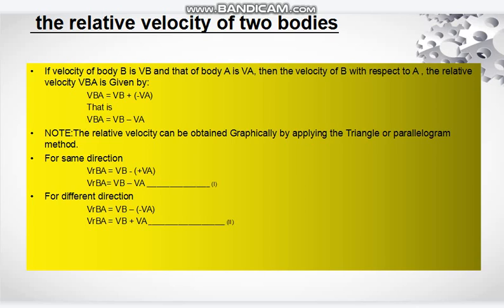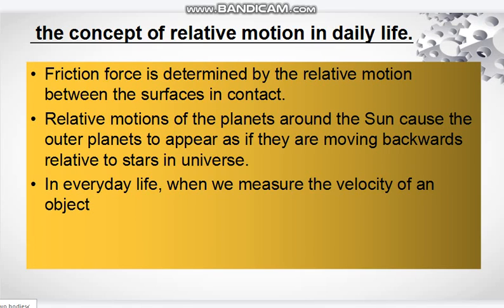For the same direction, the first case was B relative to A. So velocity VBA will be VB minus VA. In the first case, the body A was moving in the other direction compared to body B. Now if both body B and body A are moving in the same direction, then applying the formula, VBA will be equal to VB minus VA. Now for different directions, the subtraction sign makes the equation VB plus VA. I hope it's clear.